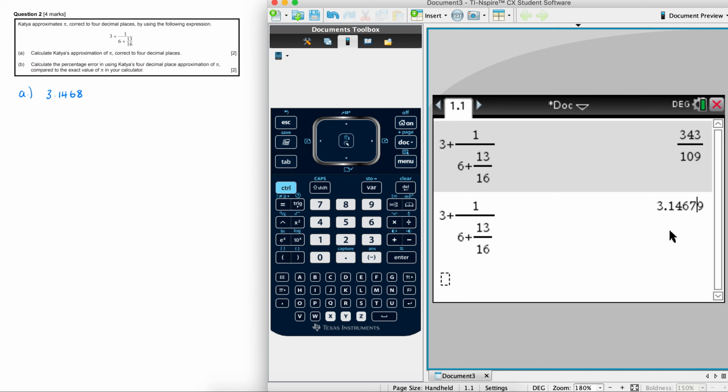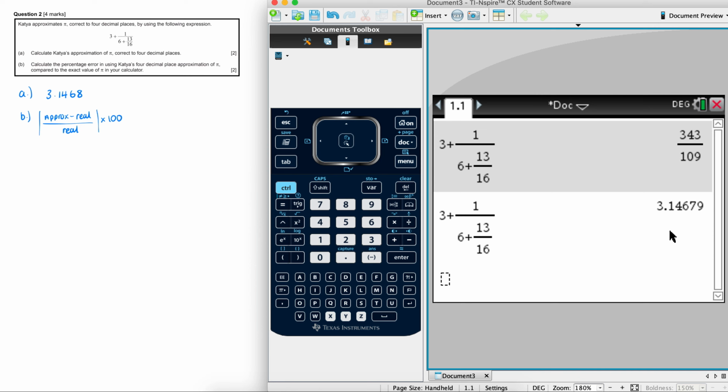And then the second part, we're finding the percentage error in that 4 decimal approximation of pi. So the formula book has the formula for the percentage error, and it's the approximation minus the real over the real. Okay, so that is in the formula book, and I think it gives it like that.